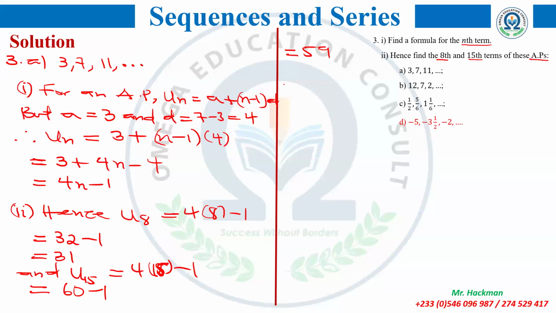So C, what are we given? The sequence 1/2, 5/6, 1 whole number 1 on 6, then your ellipsis. So this is what we have. At this point, we already know that the sequence that we have there is an AP. We are looking for the general term, which is the nth term of this particular AP.